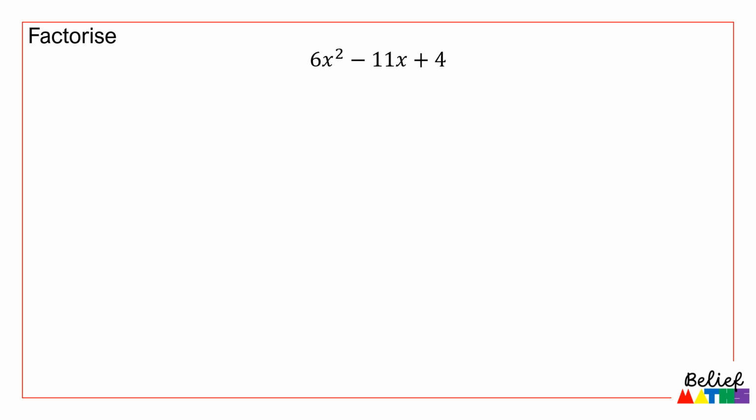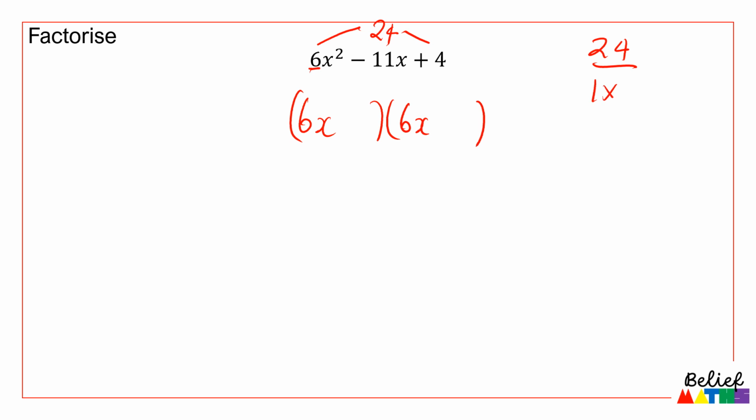Question 4 is very similar to the third question. We've got this coefficient here of x squared, so we're going to start by doing our 6 times our 4 to give us 24. Opening up our two brackets, remember from the last one we put 2x because there was a 2 here. This time we're going to put 6x at the front of each bracket. Now we take that 24 and find our factors of 24: 1 times 24, 2 times 12, 3 times 8, and 4 times 6.